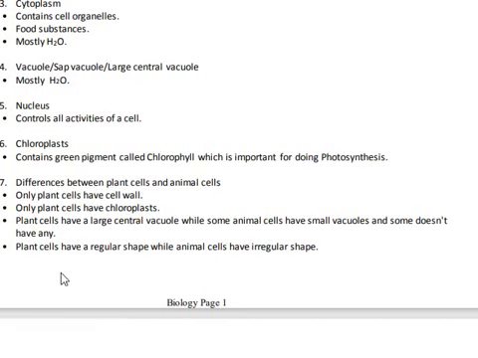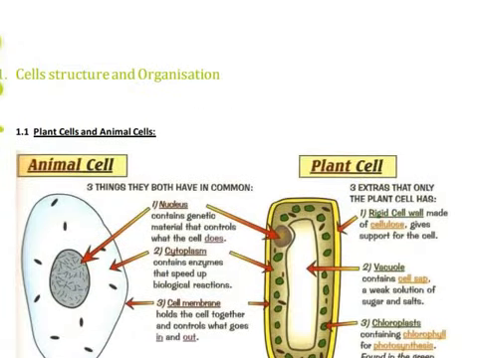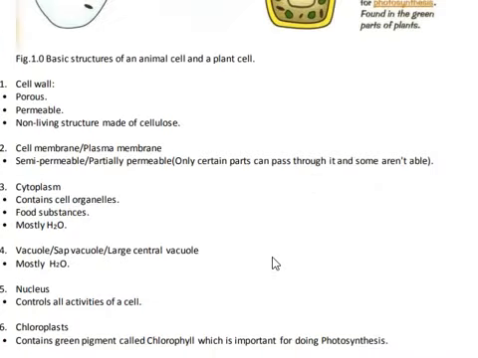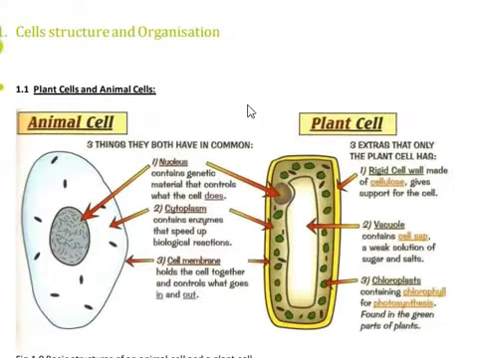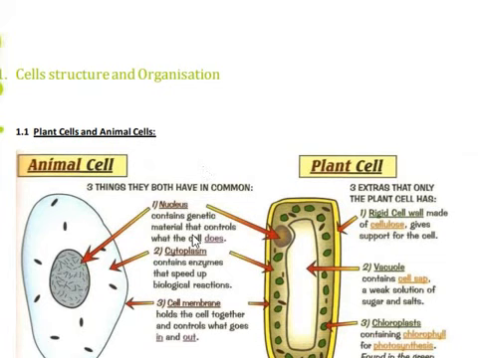Then the last one: plant cells have a regular shape, like a rectangle in most cases, while animal cells have an irregular shape. So this is just the introduction of the animal and plant cells, their cell structure and organization. You should be able to explain the parts and the functions of both the animal and the plant cells. This is a simple structure of an animal and a plant cell.